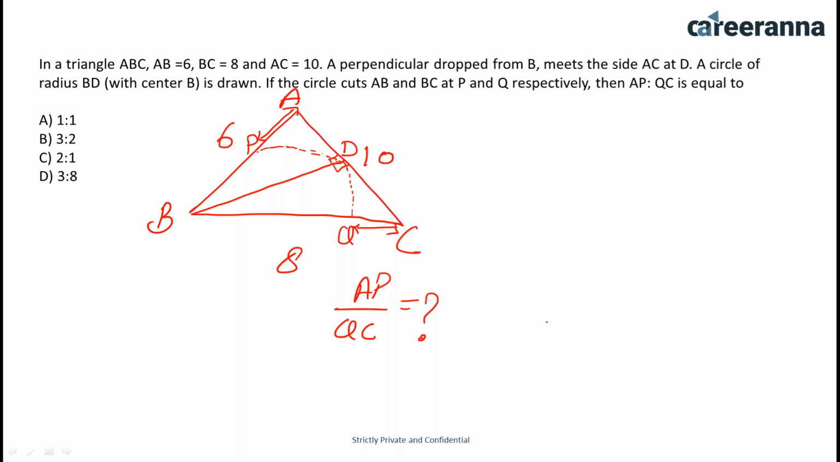Yes, you're talking about this question. You are saying AP and QC are the tangents. Yes, they can be tangents, but they are not meeting at one particular point outside the circle.